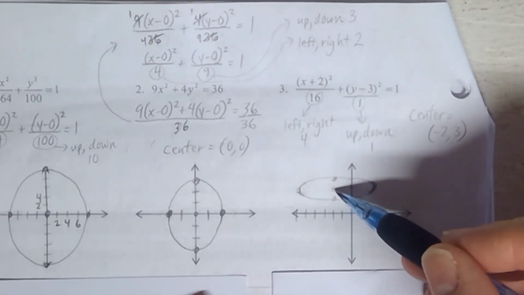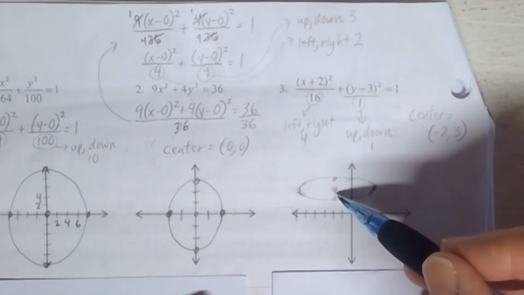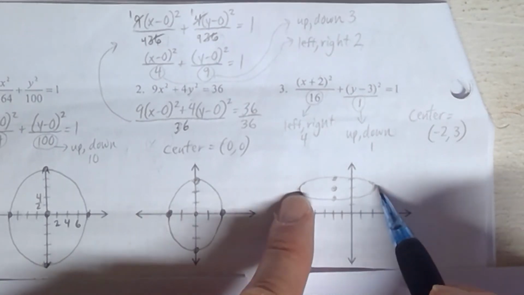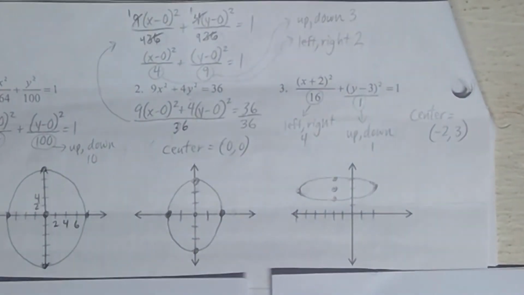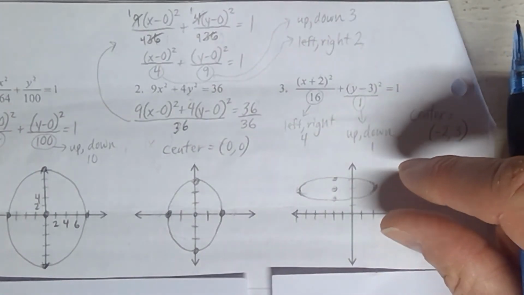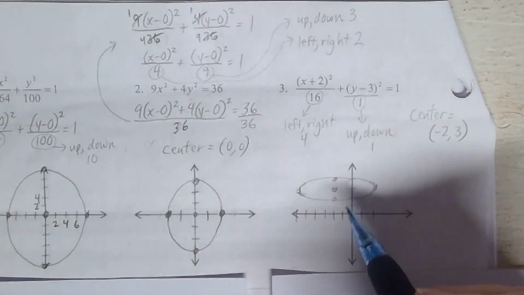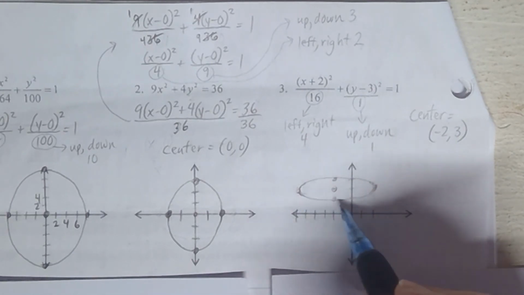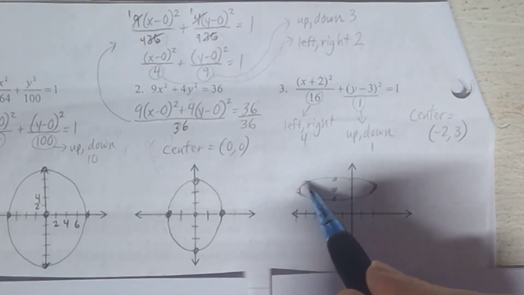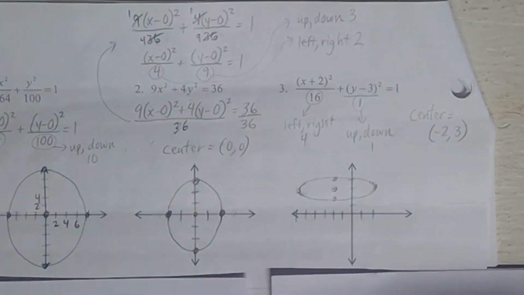All right, so I put my center there. Negative 2, 3 is right here. We went left and right 4, and we went up and down only 1. So it's really, like I said, narrow and skinny. So be really careful, like I said before, that when you graph it, that you make it a curved turn here on the edges, because it's so narrow, it's tougher to do that.